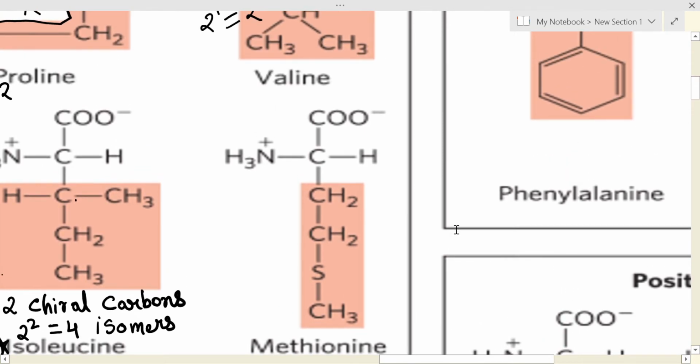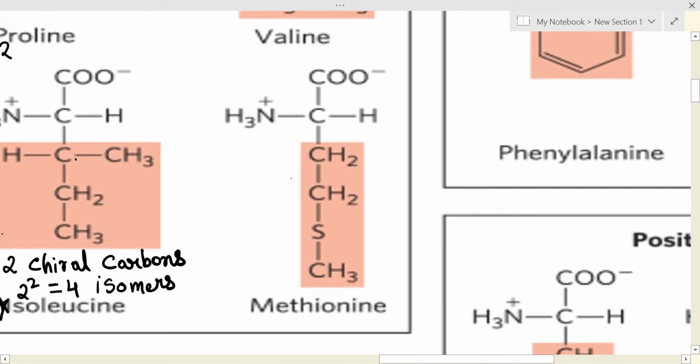Then we have methionine. Methionine is the sulfur containing amino acid. As you can see, there is sulfur in between these 2 methyl groups, and this sulfur is non-ionizable. This cannot be ionized because this sulfur is in between, not towards the end or towards the terminal. So methionine is known to have a sulfur group, right? And also there is only one carbon which is chiral in nature. So 2 raised to power 1, which is equal to 2.